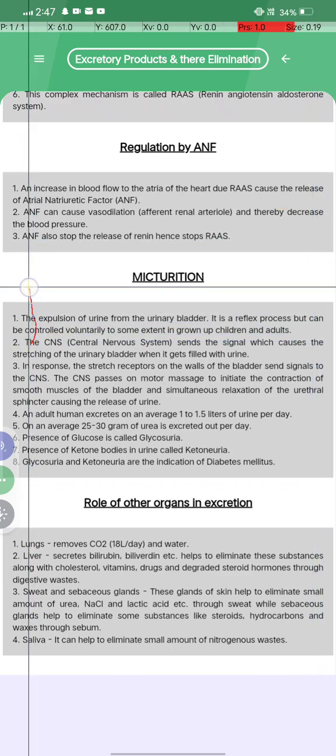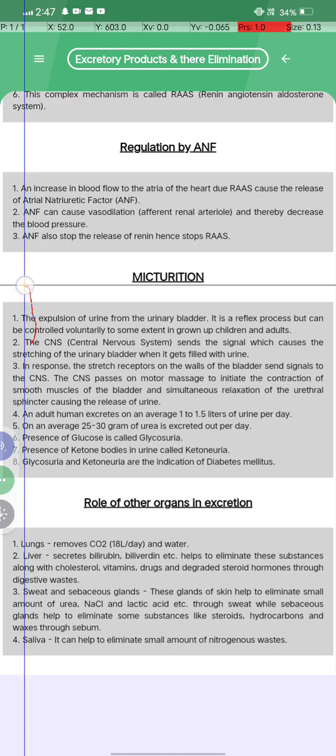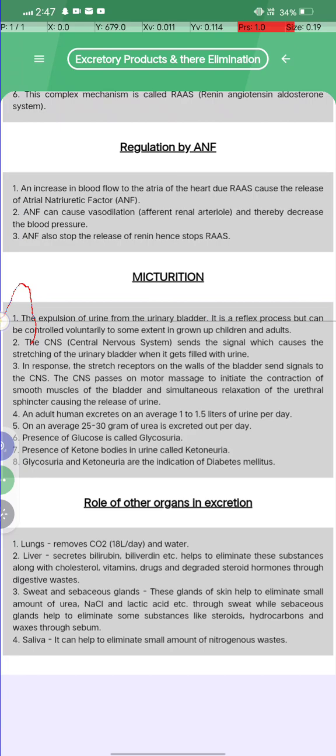After that is micturition. Okay, what is micturition? The expulsion of urine from the urinary bladder. It is a reflex process, but it can be controlled voluntarily to some extent in grown-up children and adults. The CNS, central nervous system, receives the signal that the urinary bladder is stretched when it gets filled with urine.